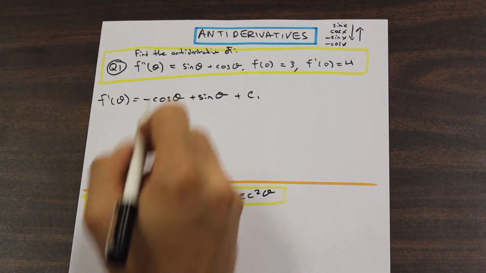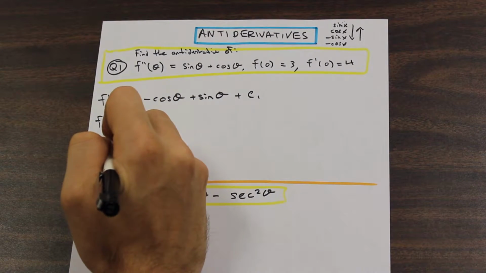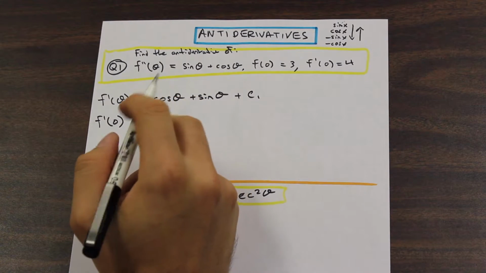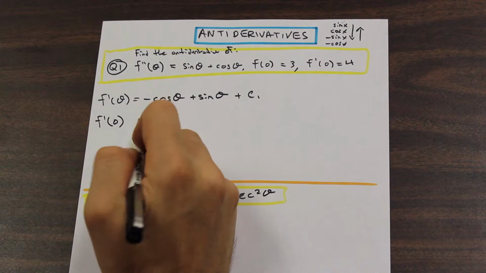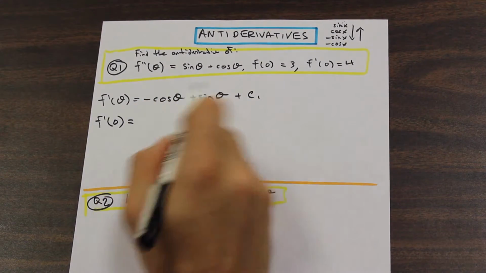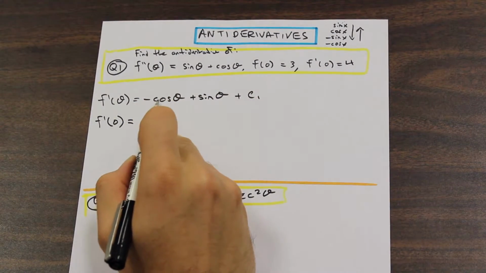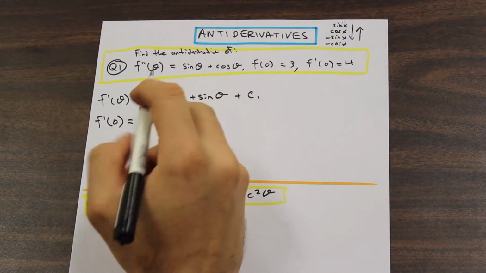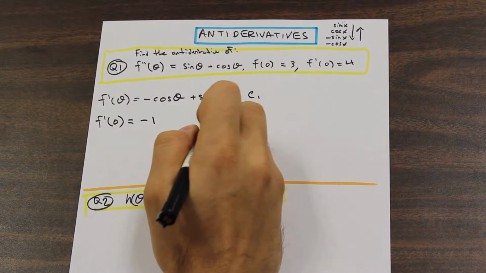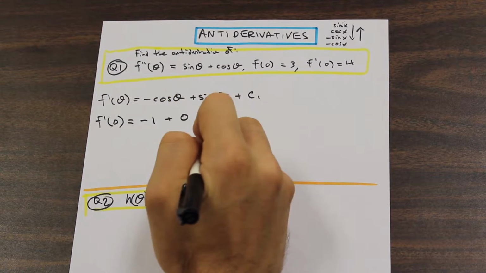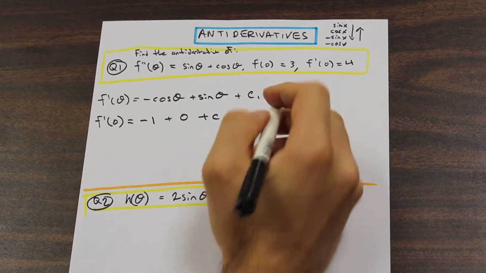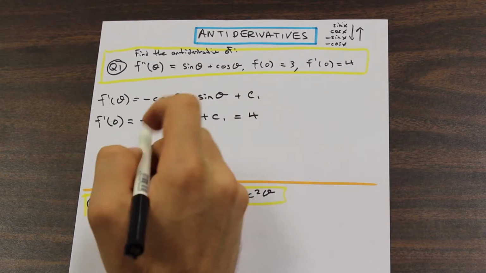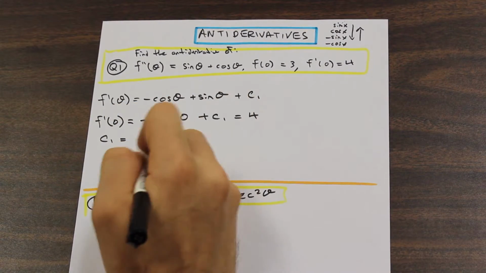If we plug this in, we say that f prime 0 equals, and if we plug in 0 for cos, cos of 0 is 1. We know that, so that's negative 1. Sine of 0 is 0, and plus c1. And that is equal to 4. So c1 is equal to 5.